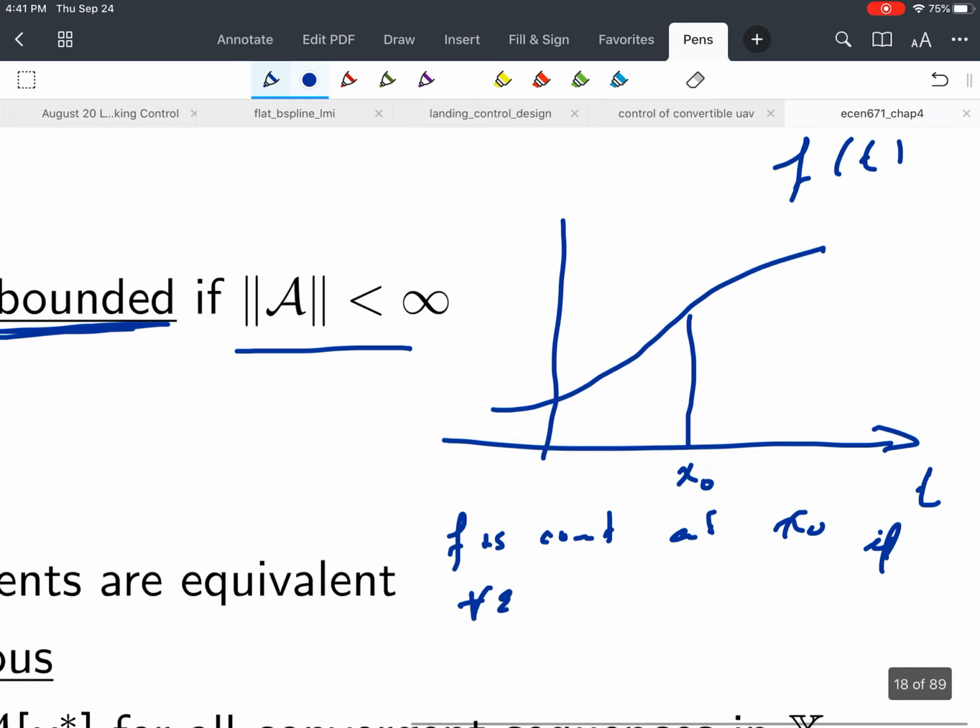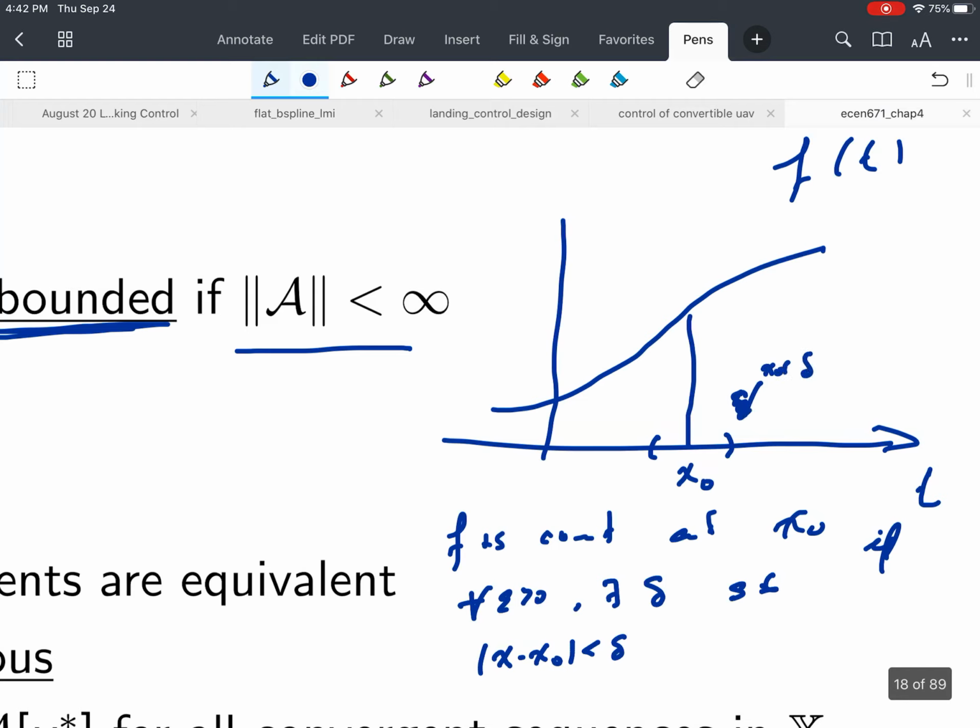We said for every epsilon greater than 0, there exists a delta such that if |x minus x naught| is less than delta, in other words, we have this little delta ball here. So this would be x naught plus delta. So if x is inside of here, then that implies that |f of x minus f of y| is less than epsilon.